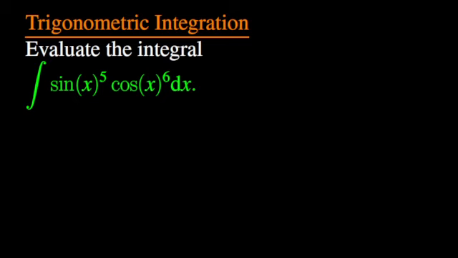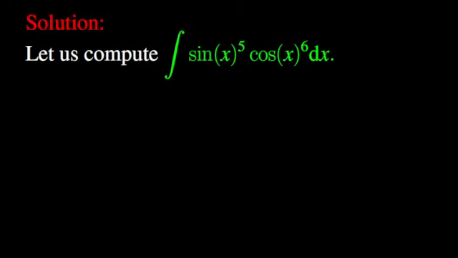Hello. In this problem, we are asked to find the antiderivative of the function sin^5(x) cos^6(x). Let us compute the integral of sin^5(x) times cos^6(x). This function is a product of powers of sine and cosine functions.